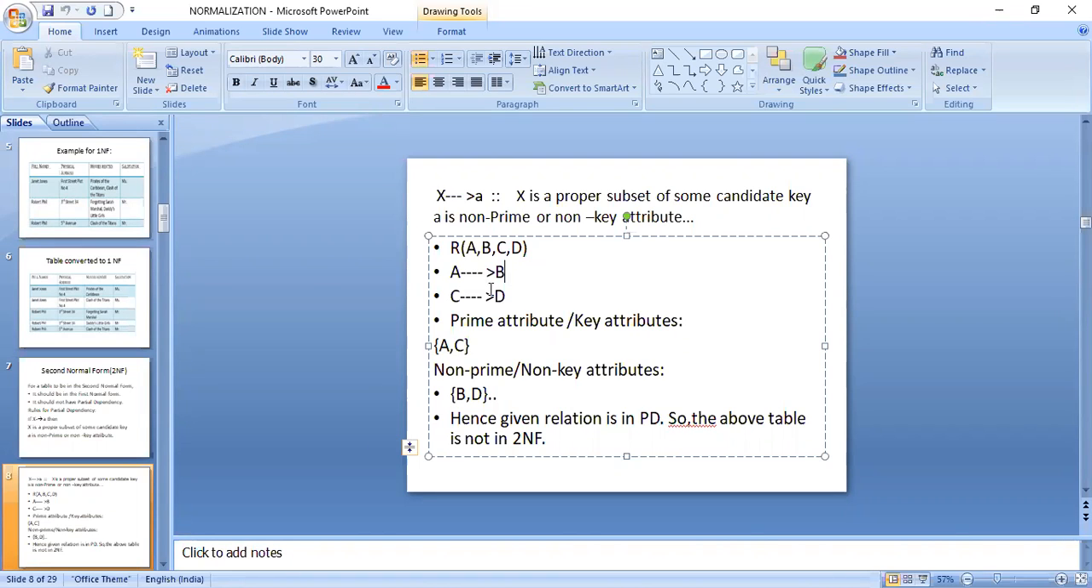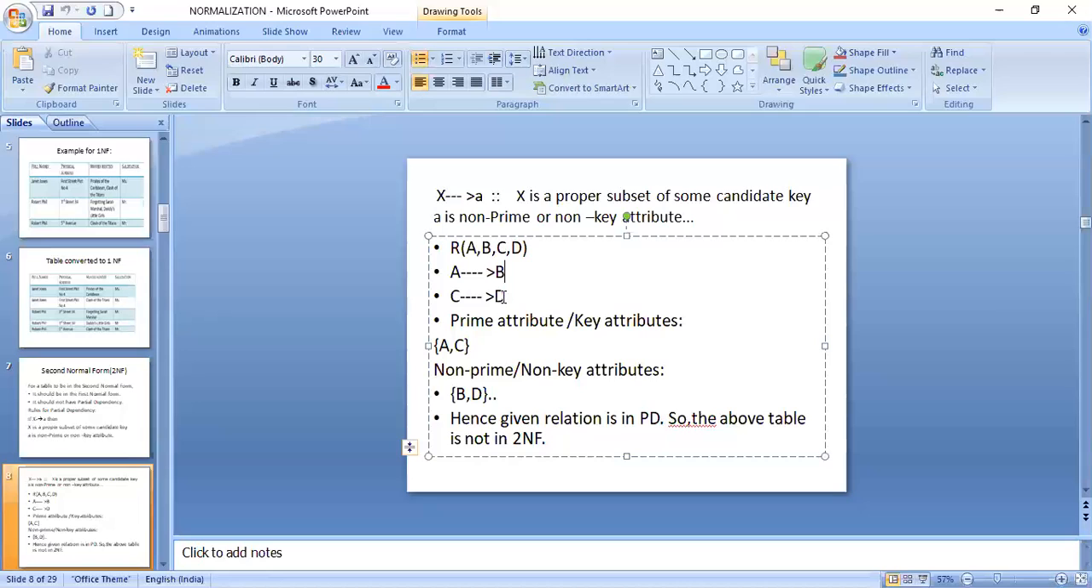So what happens here? A is able to determine B. Similarly, C is able to determine D. These are the things which are determined. But this particular table consists of A, B, C, D. If you look at these four attributes, they are not all attained by other attributes. Only two are able to be attained.